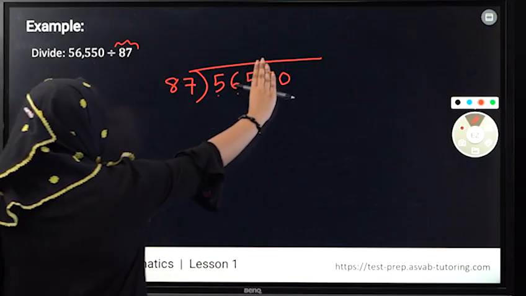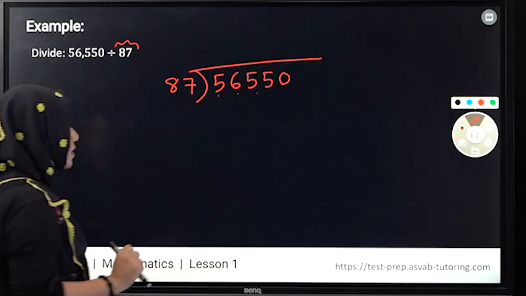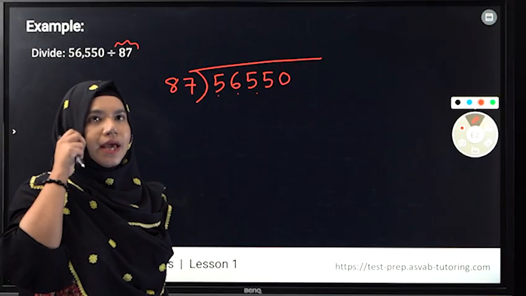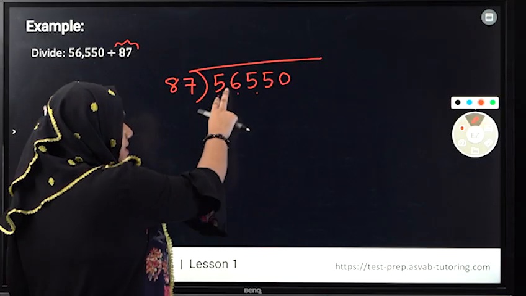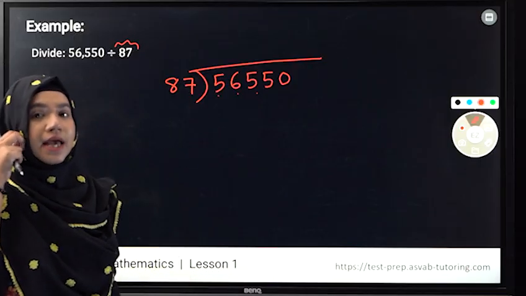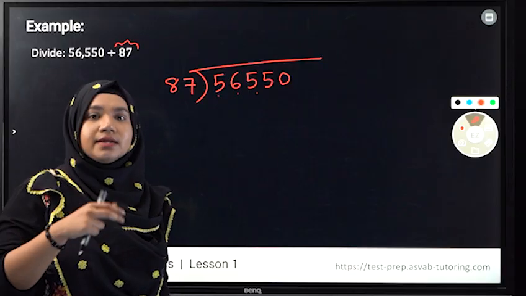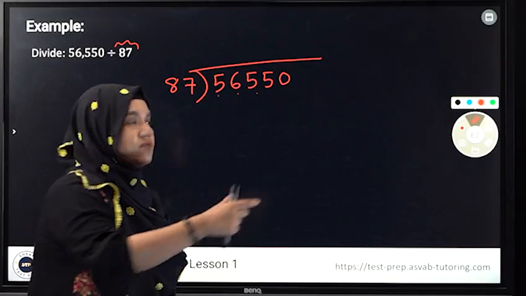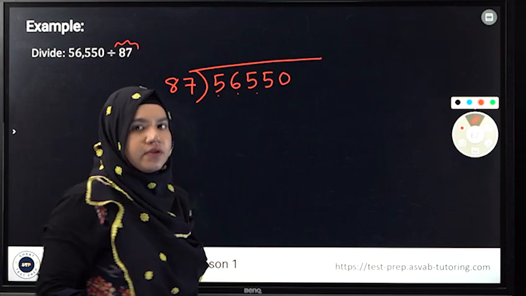So let's not think about these 3. Let's only think about 565. If we only consider 8, we know 8 times 7 is 56. But it's 87. It's not 80. If it were 80, then we could have said that since 8 times 7 is 56, so 80 times 7 is 560, and then bring it forward, right?